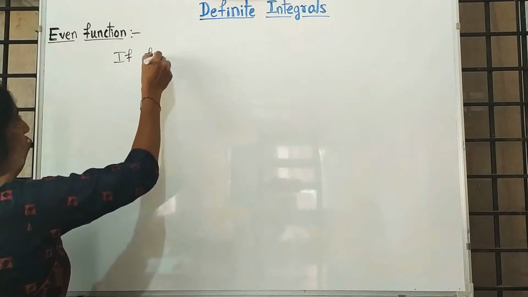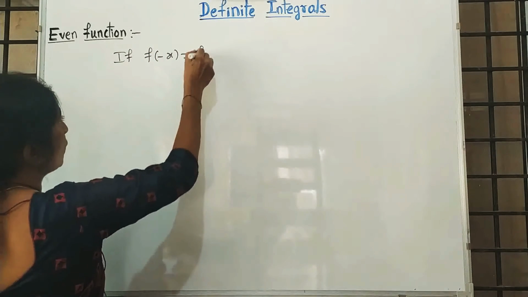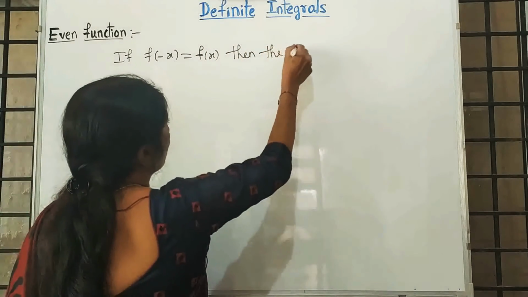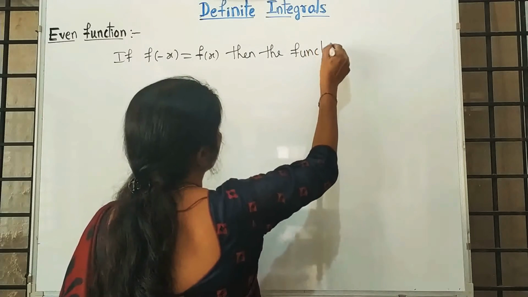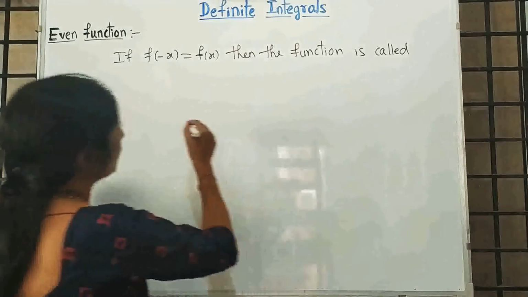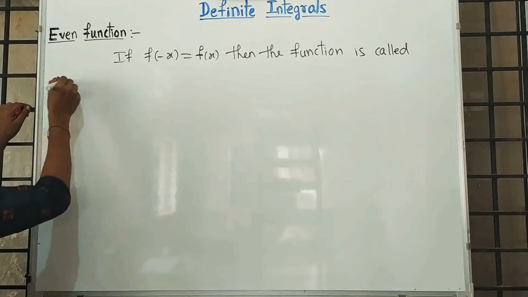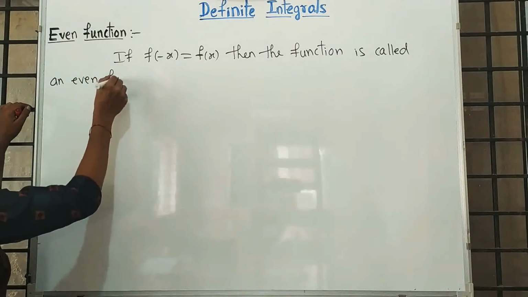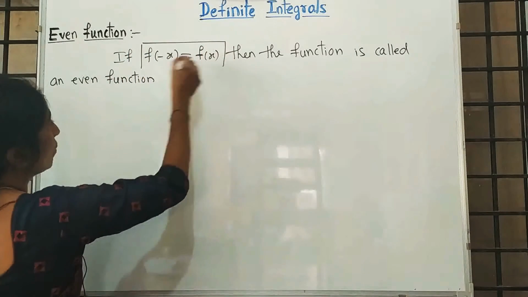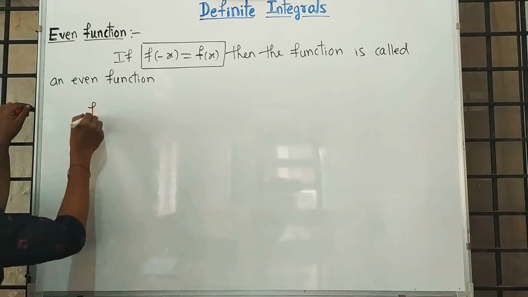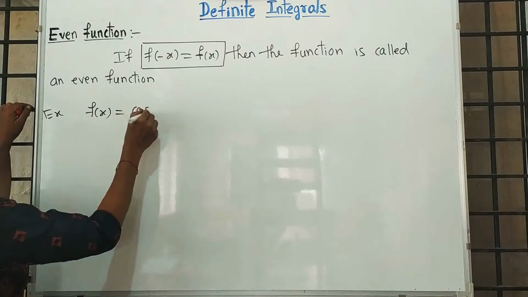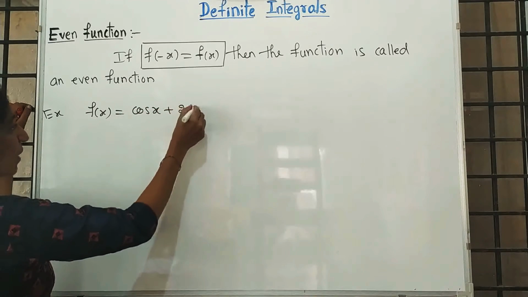If f of minus x is equal to f of x, then the function is called an even function. See, if I write only this definition, this important concept, you will not understand. If I give one example, f of x is equal to cos x plus 2x square.